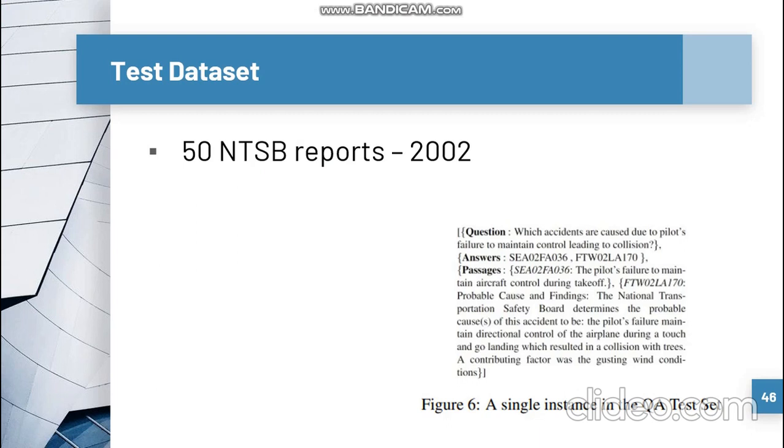The test dataset contained 50 NTSB reports of 2002, and here is an example of the question answer test set. The question asked was which accidents are caused due to the pilot's failure to maintain control leading to collision. The answer was in the form of a list of 2 accidents, and then the passage related to each accident was also mentioned.